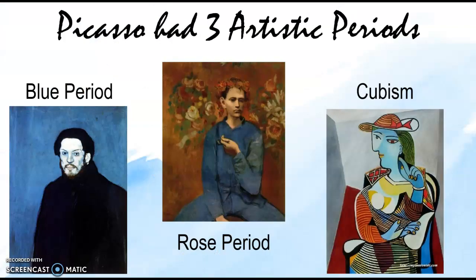Picasso is known for three different artistic periods. This means that he changed the style of his art 3 times. The first is known as his blue period, the second, the rose period, and the third, Cubism.